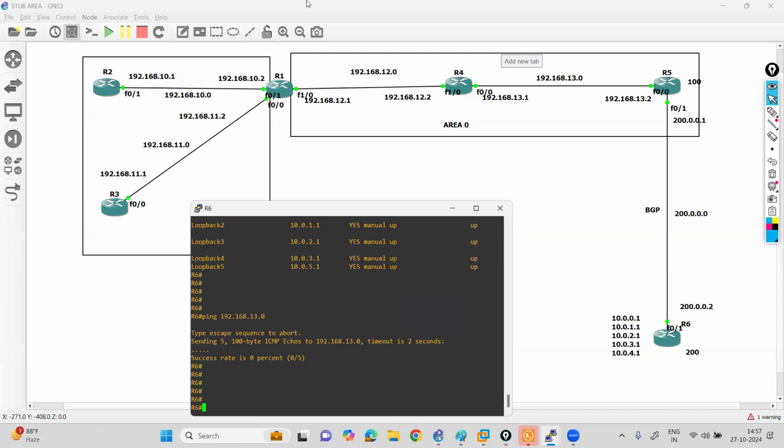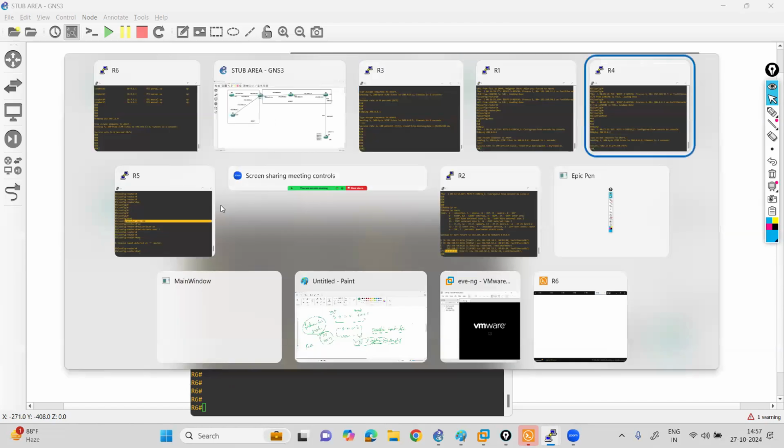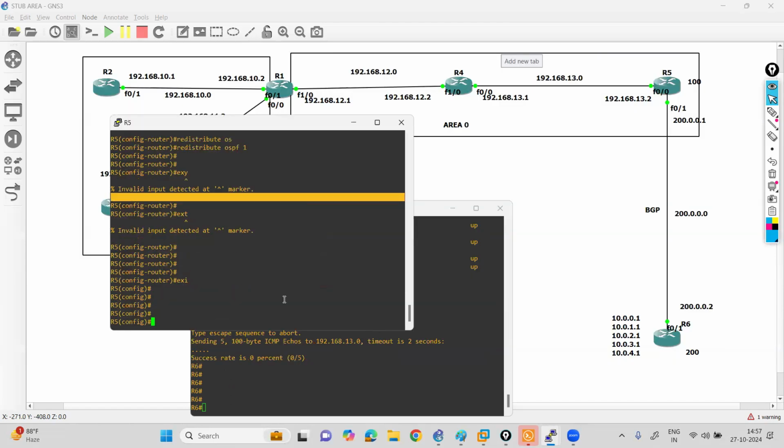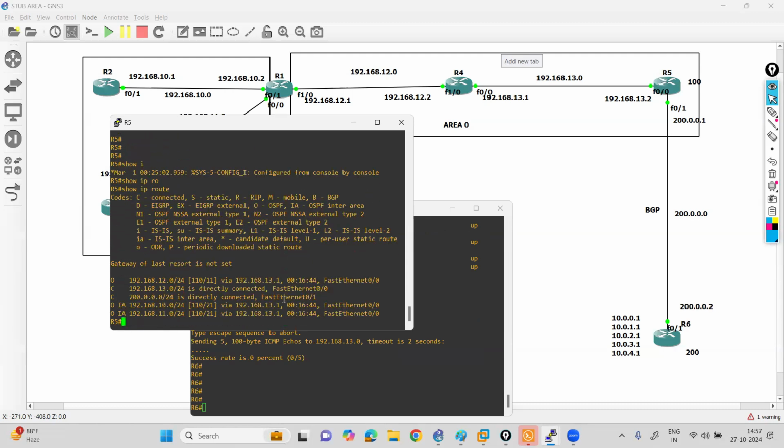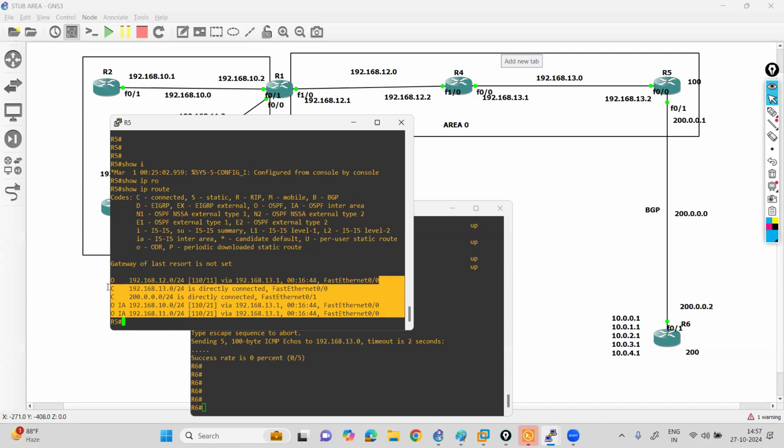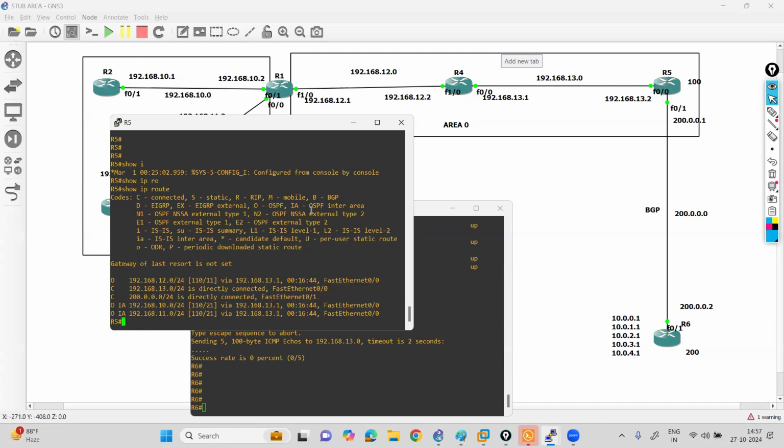Let's check the command for redistribution again. Go to R5. On R5, let's check how many networks are available. Show IP route. In this one, we are not getting the route from the BGP, right or not? External route from the BGP in R5, basically.